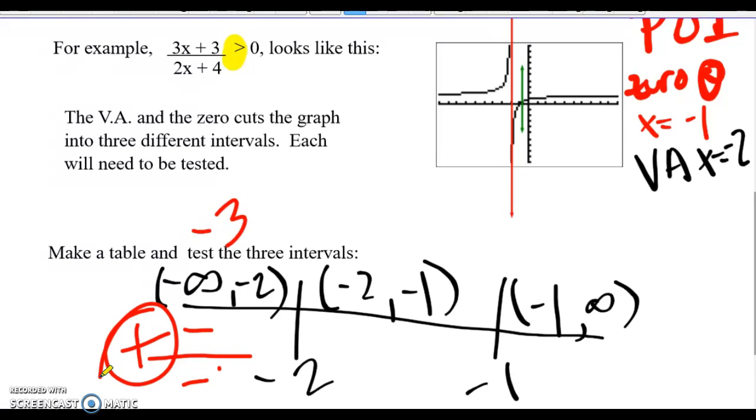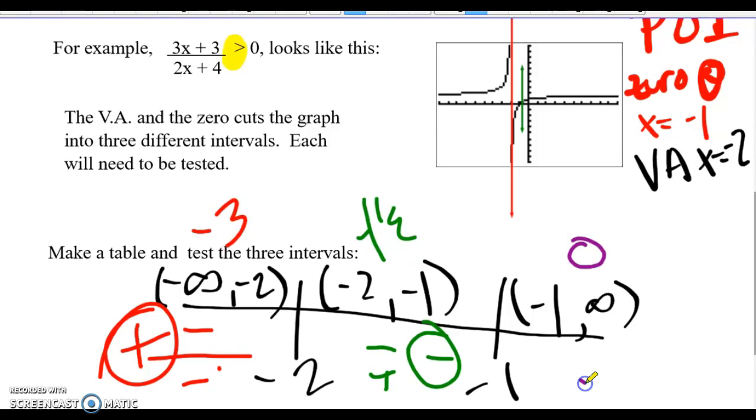What's between -2 and -1? Well, -1.5. -1.5 times 3 plus 3 gives me a negative on the top. And 1.5 times 2 is 3, -3 plus 4, I get a plus down there. So that's negative. But then over here, it's bigger than -1. How about 0? I always like 0. So I get 0 on the top plus 3, and plus 4 on the bottom. Positive.